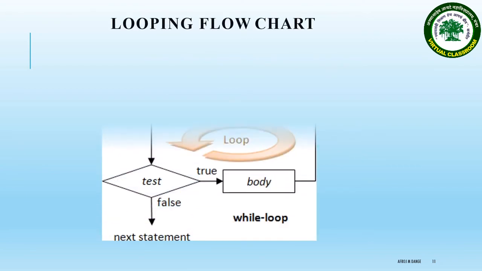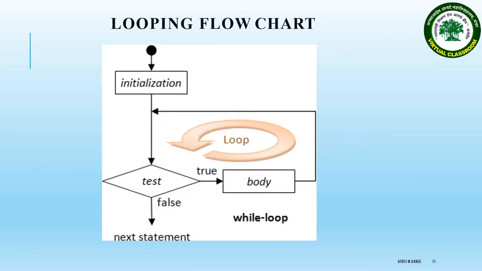Next structure is the looping flowchart. This structure allows you to repeat a task over and over. This alters the normal sequential flow of statement execution. Loops allow a block of statements to be executed repeatedly without actually writing them down numerous times.